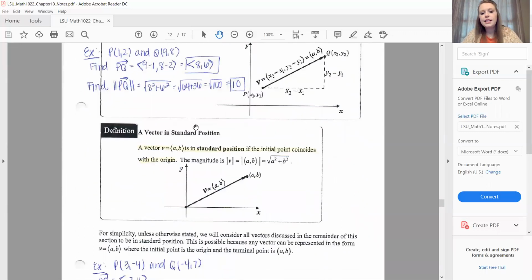Okay, a vector is in standard position if where it starts is on the origin. That's it.